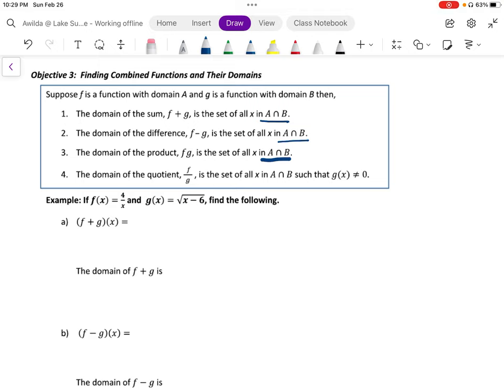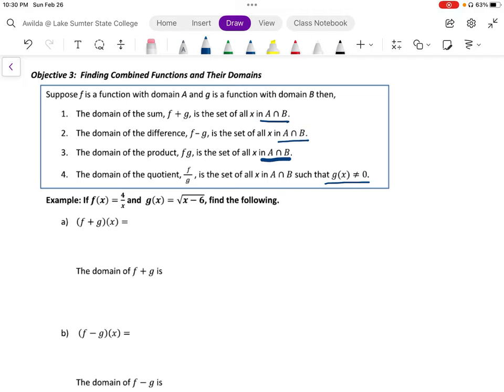There is one caveat here for the domain of the quotient, for the domain of f divided by g. We not only have to look at what is in both domains, but we also want to make sure that we are never intending to divide by 0. So we want to exclude any values of x that would cause the function g of x to take on a value of 0.